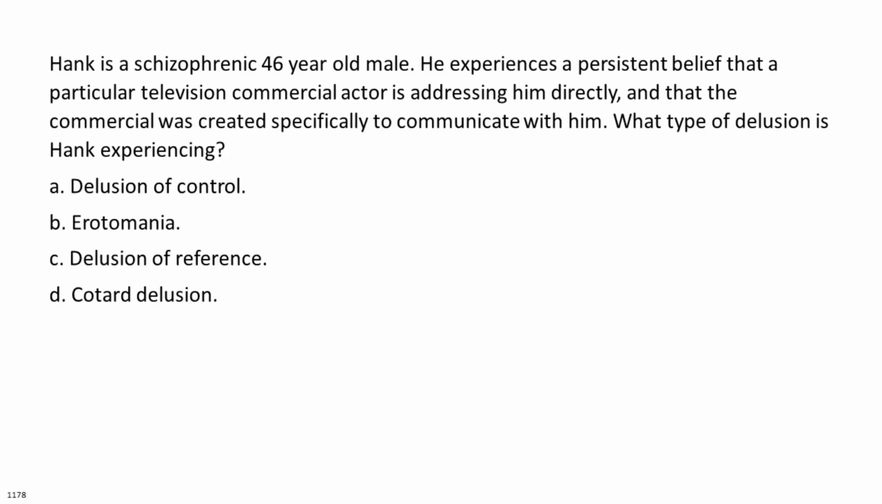Hank is a schizophrenic 46-year-old male. He experiences a persistent belief that a particular television commercial actor is addressing him directly, and that the commercial was created specifically to communicate with him. What type of delusion is Hank experiencing? A. Delusion of control. B. Erotomania. C. Delusion of reference. D. Koro delusion.